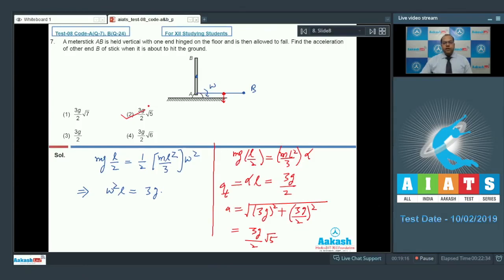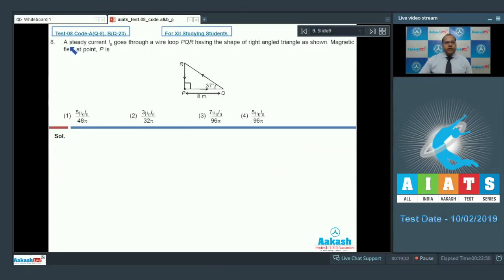Let's move to question number 8. In question number 8, a steady current I0 goes through a wire loop PQR having the shape of a right angle triangle as shown. Magnetic field at point P. So the magnetic field at this point due to this current carrying wire and due to this current carrying wire is 0, as the current carrying wire passes through this point.